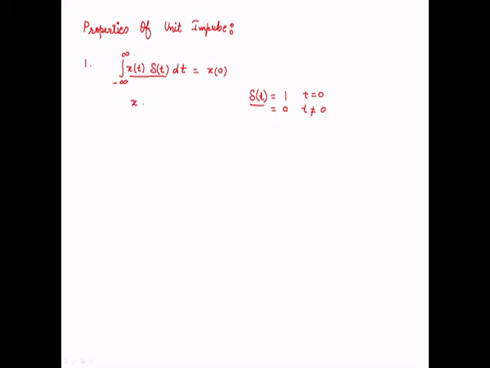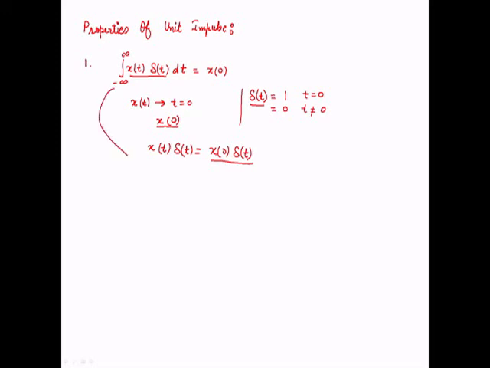Here we can say that if x(t) is continuous at t equal to 0, then we can define x(0) at t equal to 0. An impulse signal is existing only at t equal to 0. It means we can write that x(t) multiplied by delta(t) is equal to x(0) delta(t). It means the signal is only defined at t equal to 0.